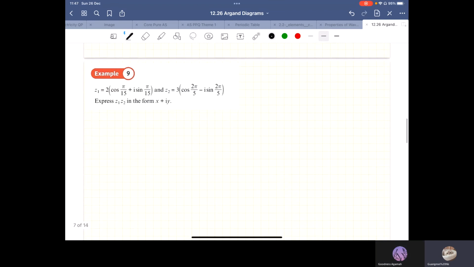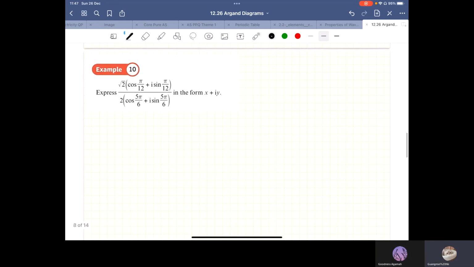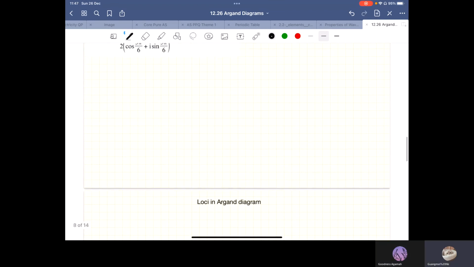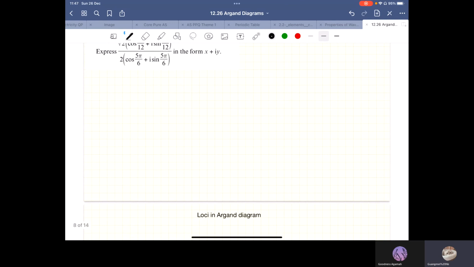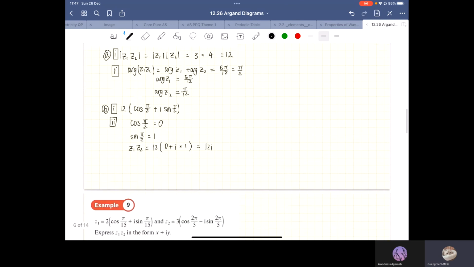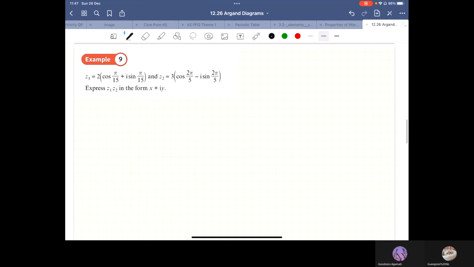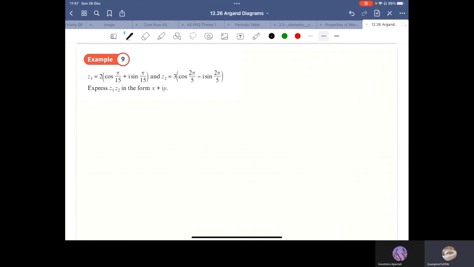Let's move on to question 9. Got a couple more to go. Question 10, and then we'll look at loci in Argand diagram, and that's it. Given z1 and z2, we need to express z1 z2 in form x plus iy.